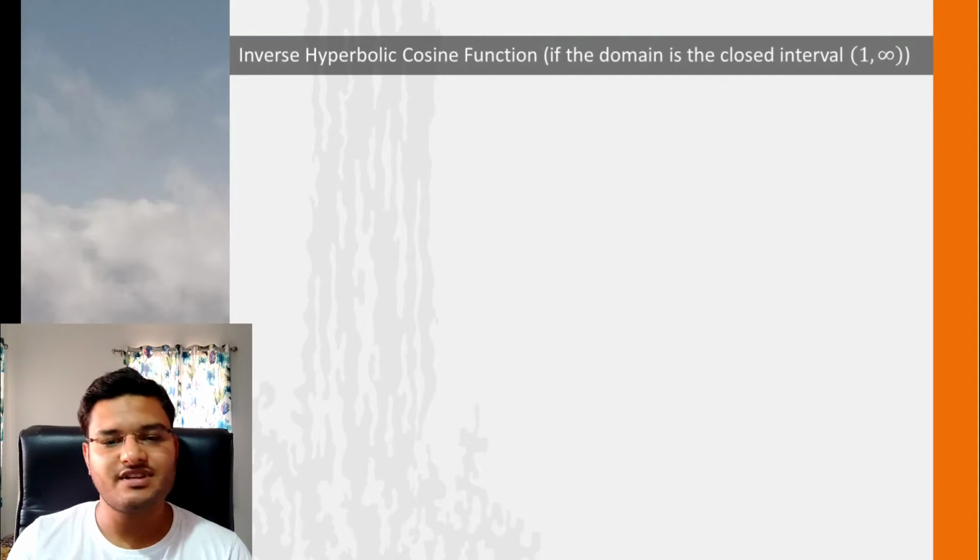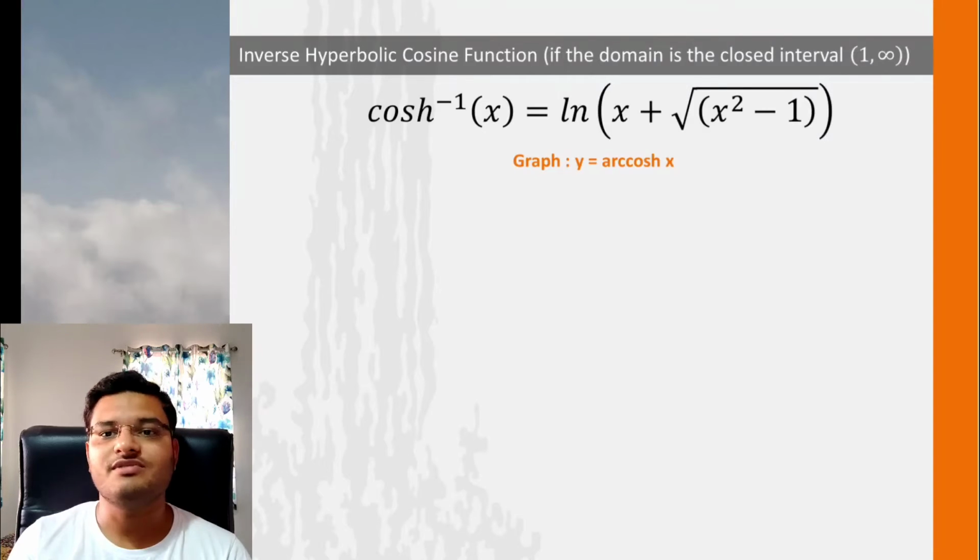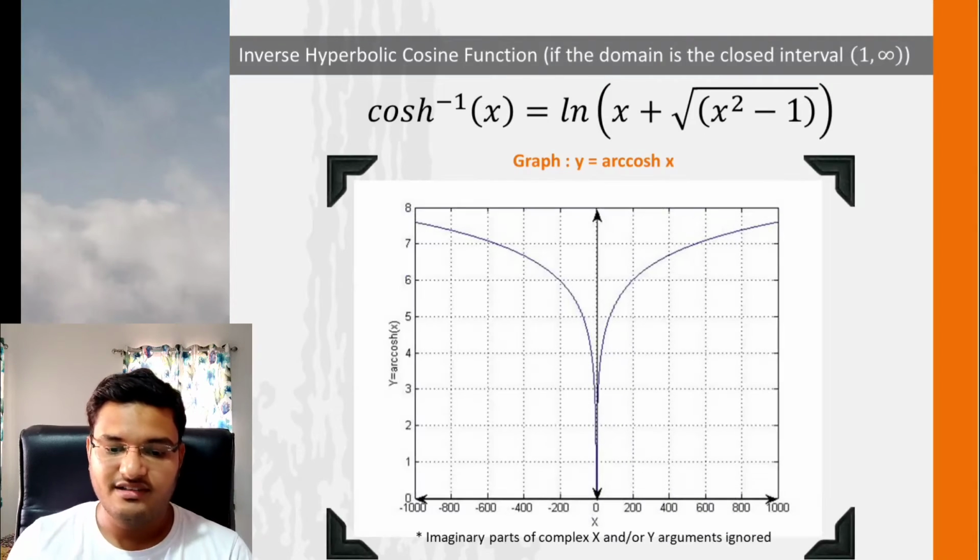Now let's talk about inverse hyperbolic cosine function. If the domain is the closed interval 1 to infinity, the inverse hyperbolic cosine function, that is cosh inverse of x, is defined as ln of x plus square root of x square minus 1. If we talk about the graph of y equals cosh inverse x, we have to ignore the imaginary parts of complex x and y arguments. So the graph looks like this.